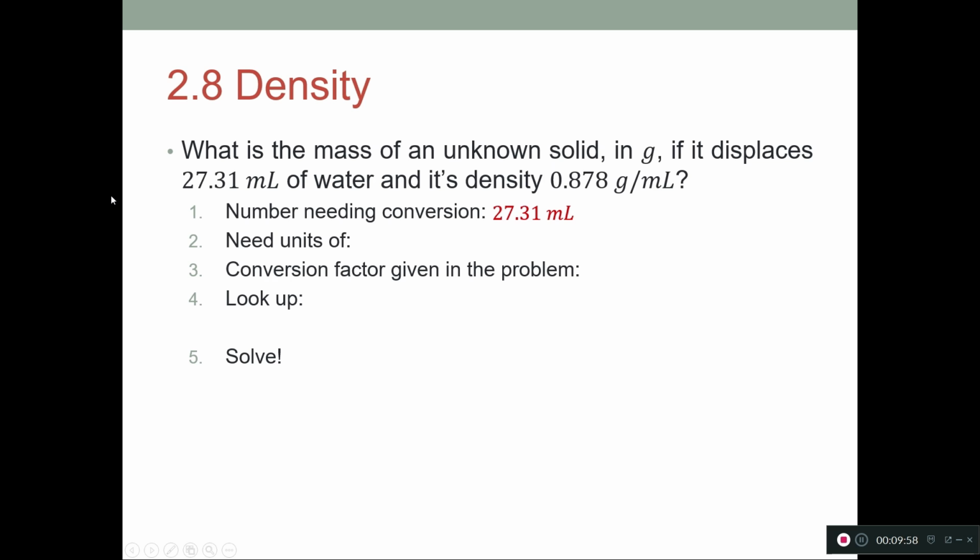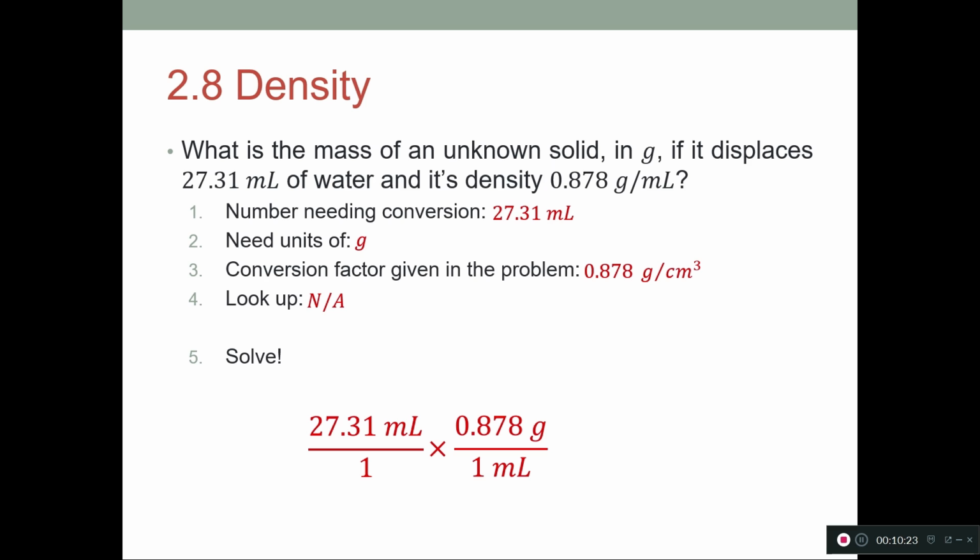In this case, the number needing conversion is our 27.31 milliliters. We want units of grams, so it's asking us what is the mass of the solid in grams. The conversion factor is our density, the 0.878 grams per milliliter, and we don't have to look up any units for this. Again, we start with the thing that we're trying to convert from, the 27.31 milliliters, and that means we have to have milliliters in the denominator of the next factor, so we can use the density this way. Then we cancel out the milliliters, we're left with grams, which is what we wanted, and that gives us 24.0 grams.